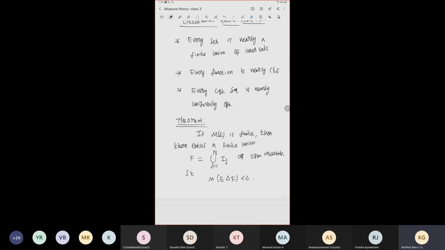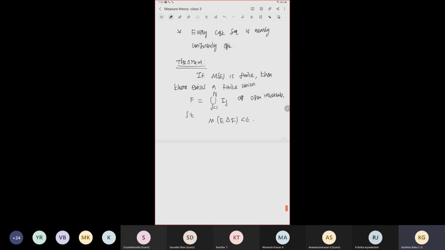I want to say what this symmetric difference is. So I write E symmetric difference F, which means E minus F, the set difference, union F minus E. It is the union of both the differences.